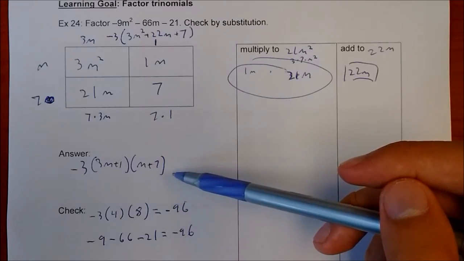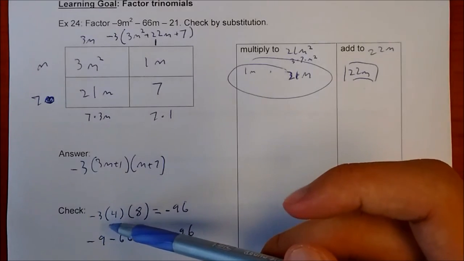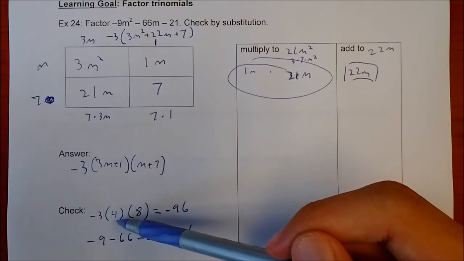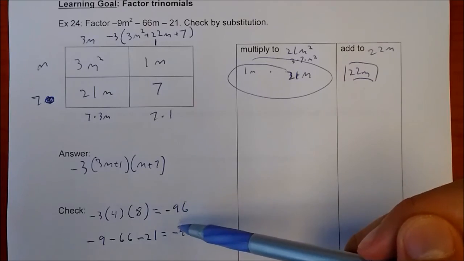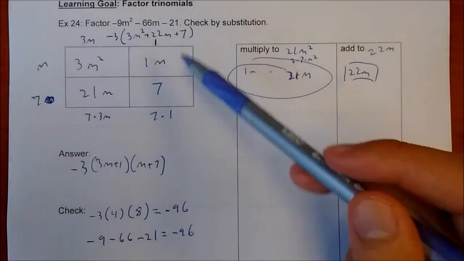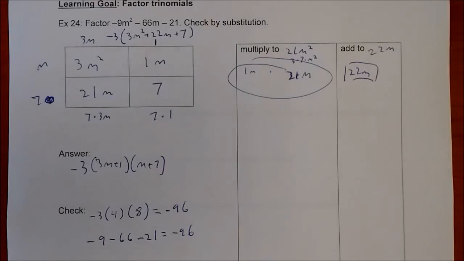And to make sure that this factored form is the same as our original trinomial, negative 3 times 3 plus 1 is 4 times 1 plus 7 is 8 gives us negative 96, and negative 9 minus 66 minus 21 is equal to negative 96.